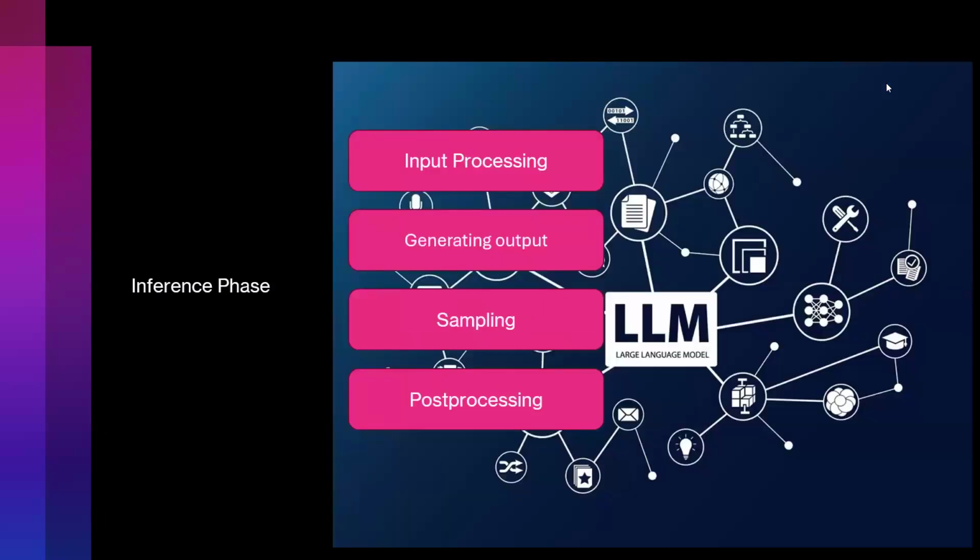When we move to the next phase, the inference phase, again in this inference phase also, we have 4 stages. One is input processing, generating output, sampling, and post-processing. Input processing means tokenizing and converting the input text into embeddings.